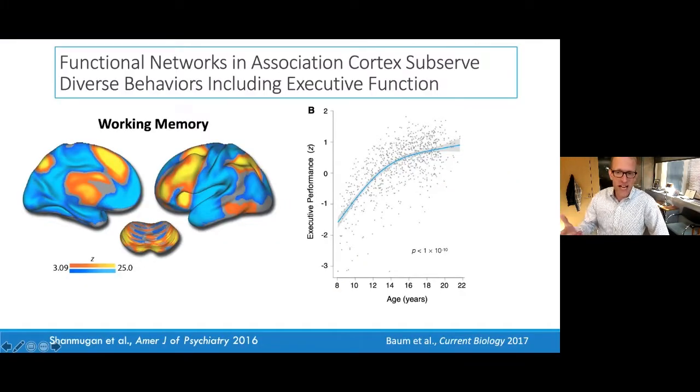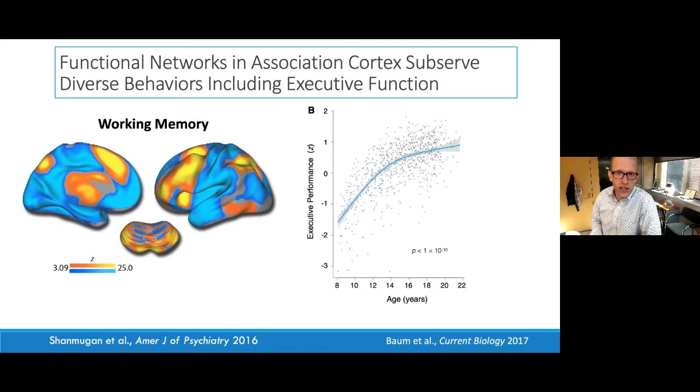So at this point, it's natural to ask, what's the function of association cortex that has expanded so much in evolution and is refined in development? And convergent evidence from many different groups suggests that association cortex is largely responsible for the vast array of behaviors and cognitive processes that really make us human. And today I'm going to be focused on one broad domain of cognition that's particularly important in adolescent development and important for psychiatry, executive functioning.